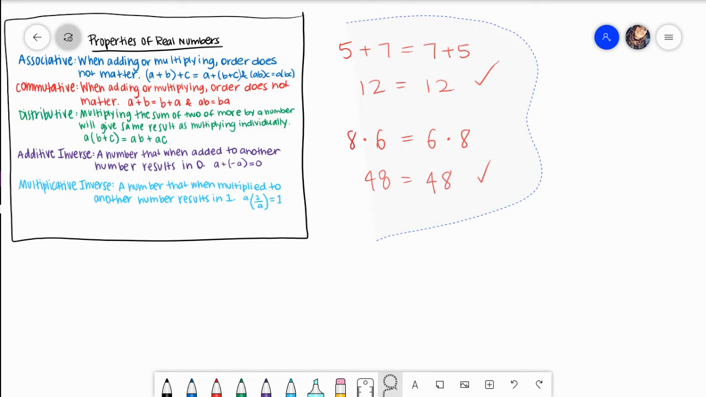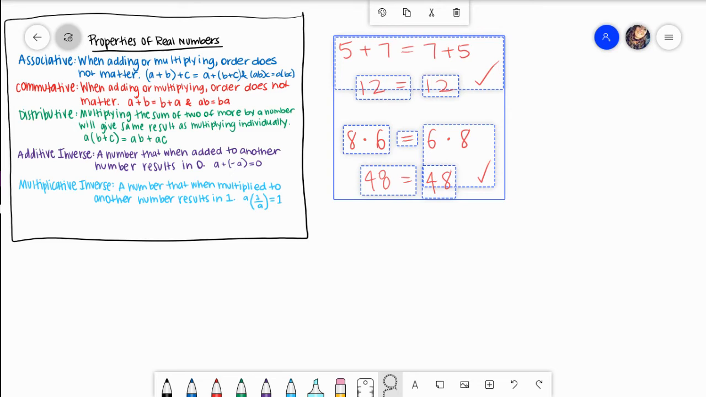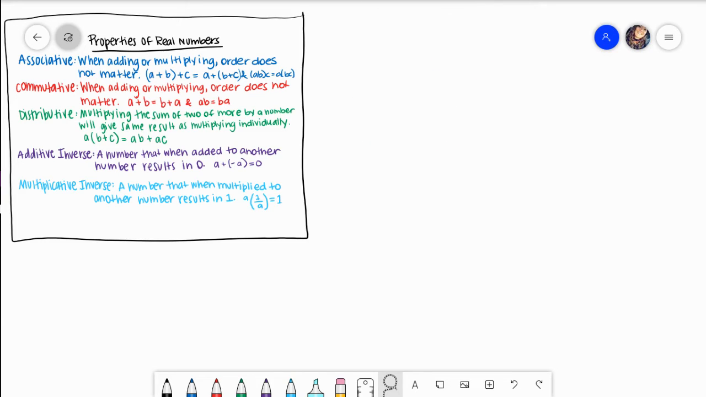Okay. So let's delete that. And now let's look at our distributive property. The distributive property, or you'll hear me say distribution, is when you're multiplying the sum of 2 or more by a number. I think I left a word out there. Multiplying the sum of 2 or more by a number will give the same result as multiplying individually.